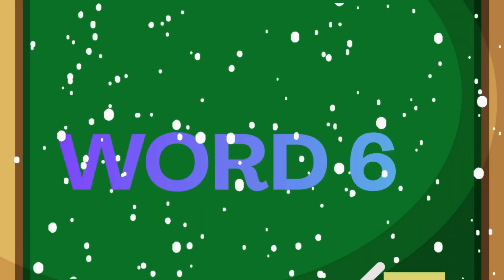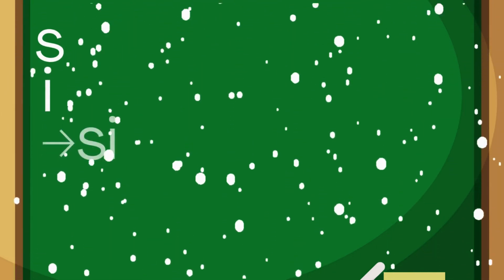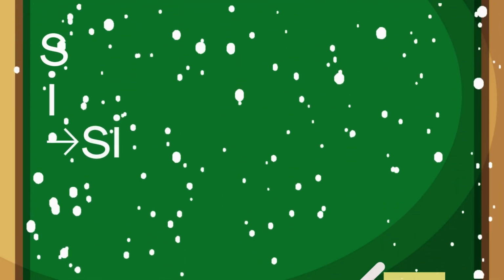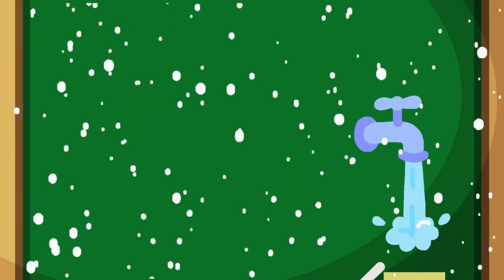Word 6. Sis. Let's read together. S, I, si, sis. Let's read it again. S, I, si, sis.